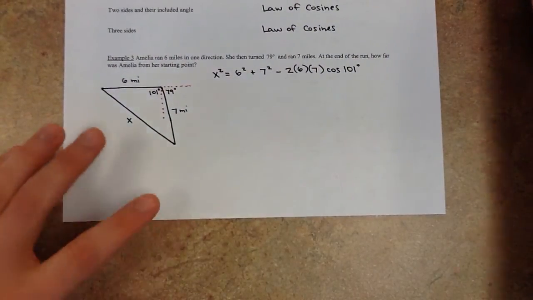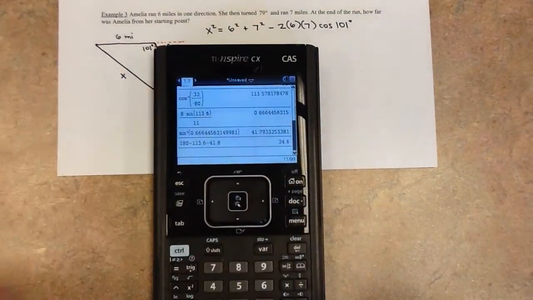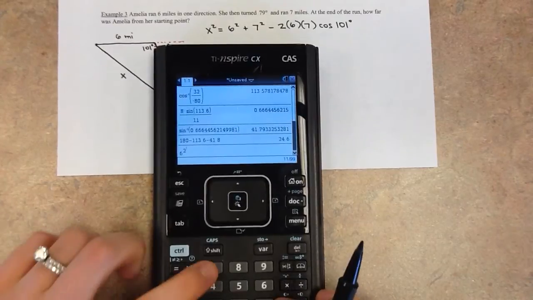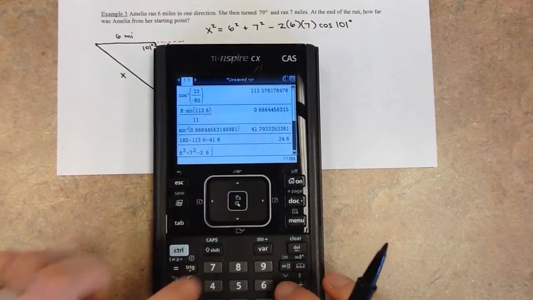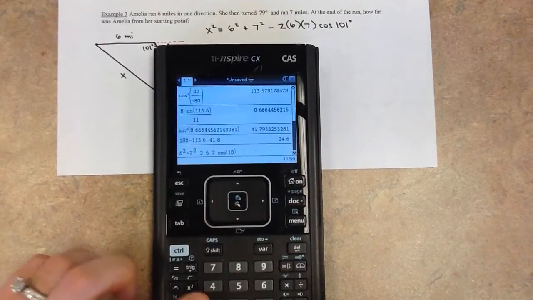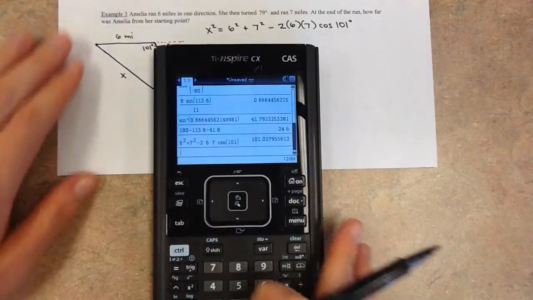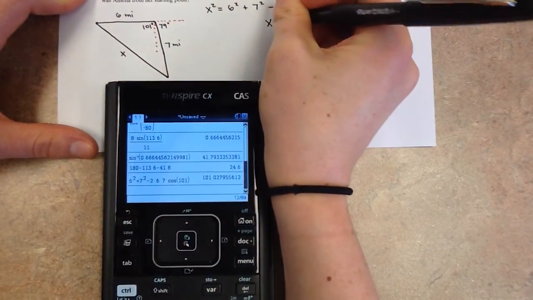Okay, so these are nice and easy. When you're solving for the side, literally all you have to do is plug that whole right-hand side into your calculator. So we plug in 6 squared plus 7 squared minus 2 times 6 times 7 times the cosine of 101. So that value is now x squared. So remember, your last step is that you have to square root.